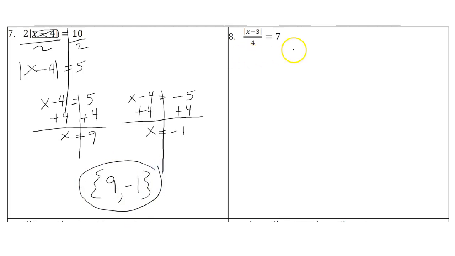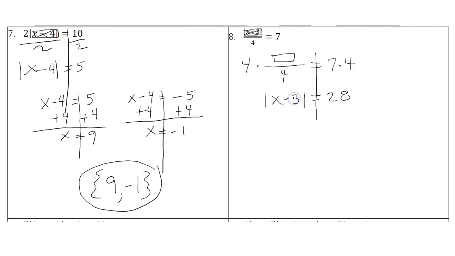As we start example 8, remember that we cannot do anything with whatever's inside the absolute value until it's been isolated. So we could just treat it as an invisible box. Divided by 4 equals 7. Now multiply both sides by 4. This gives us the absolute value of x minus 3 equals 28.